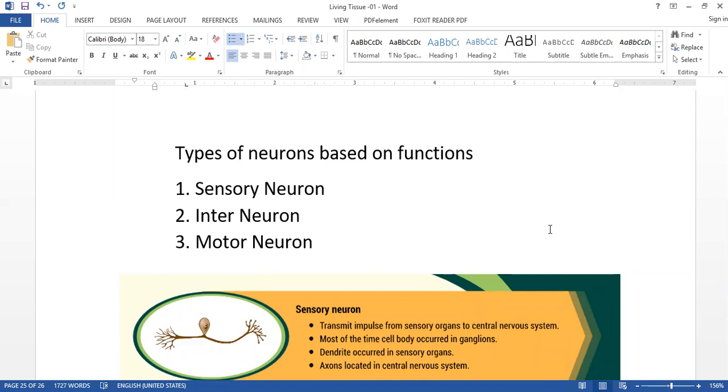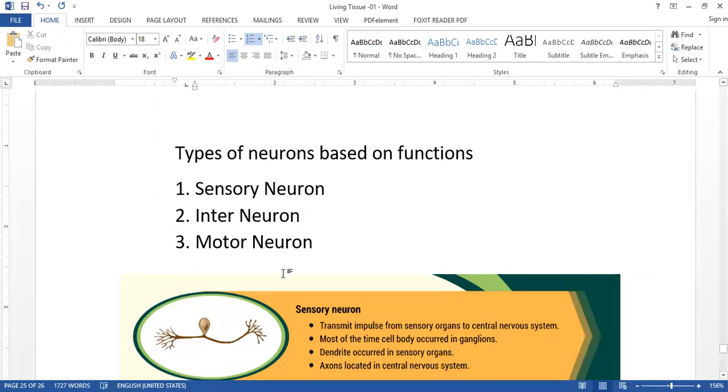One is sensory neuron. Sensory neuron means the sense is moving. In Tamil, I can say புலன் நரம்பு. Then the second one is interneuron. Interneuron means இடைத்தூது நரம்பு. Third one is a motor neuron. Motor neuron means இயக்க நரம்பு. It will move towards the effectors or something like that. There are three types of neuron based on their functions. One is sensory neuron, interneuron, and a motor neuron.